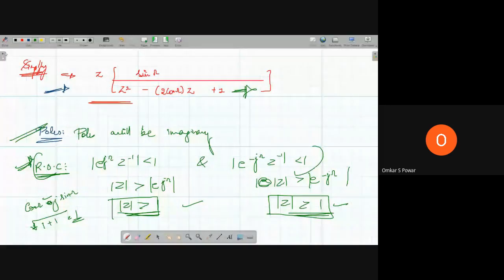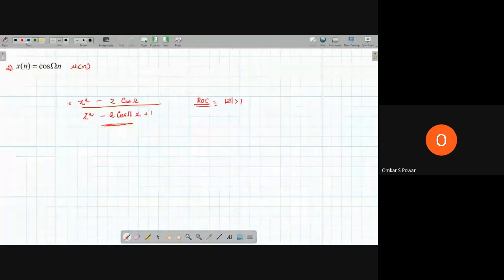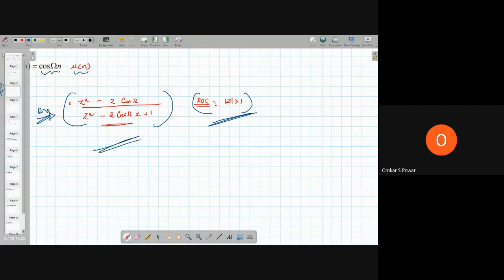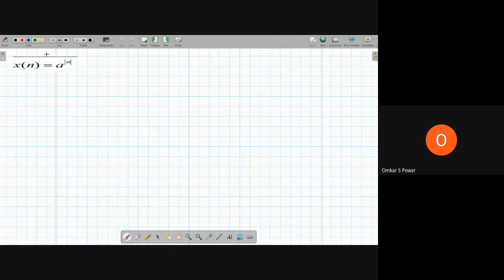So having said that, instead of sine omega n u of n, I have given this homework problem as cos omega n into u of n. So this should be our answer. This should be our Z transform and ROC should be the same. So try this one, because it's the same procedure. There are no changes in it. There is no point in solving the same thing once again. My main aim is to solve different kinds of problems so people will get used to it.